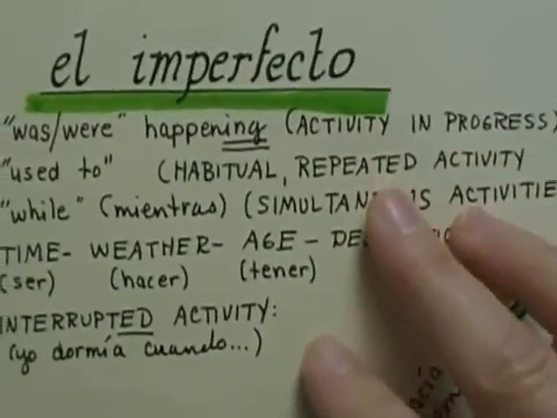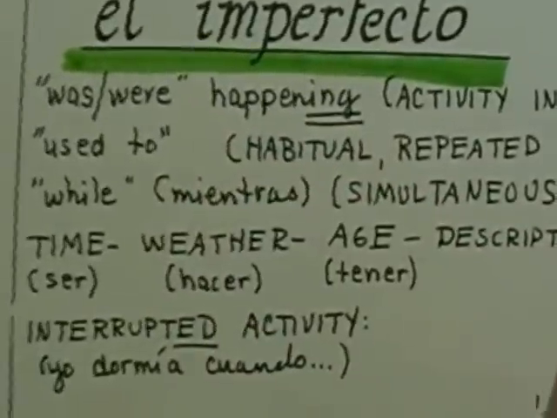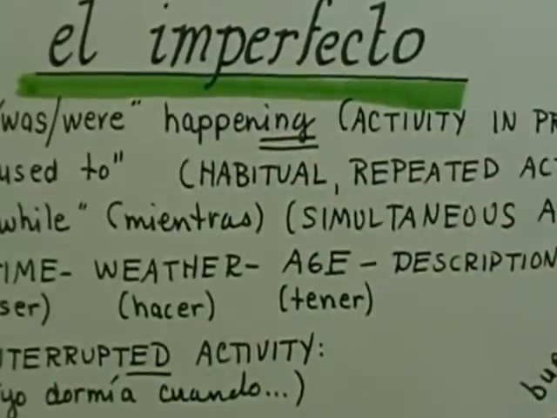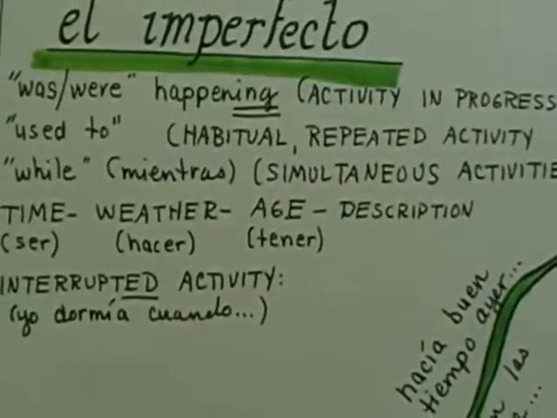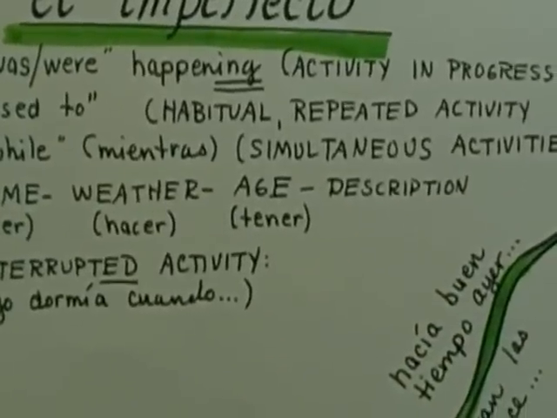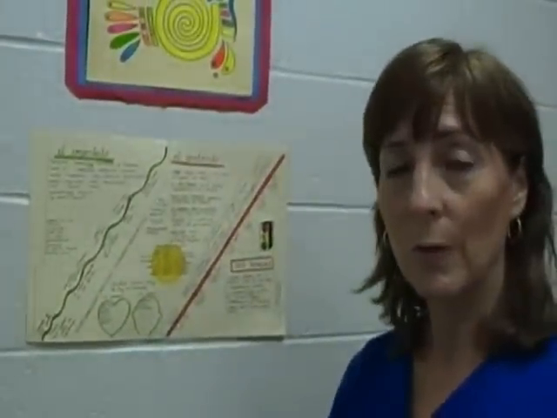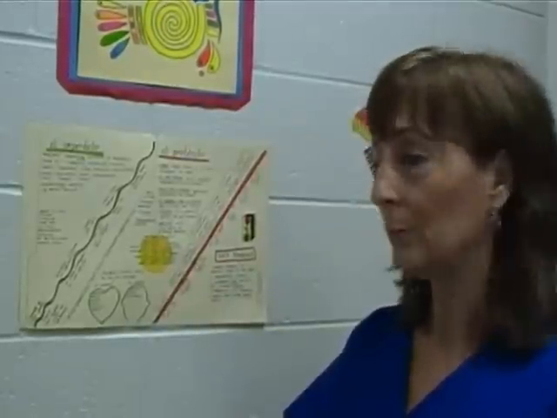The imperfecto is continuing action, repeated actions in the past. It's also things like used to do something, was or were doing or happening in the past. Anything that's simultaneous activities, like while you were doing this, other things happened. Time, weather, age, and descriptions are all imperfect tense. And the interrupted activity, the thing that was going on, like I was eating, that is also the imperfect. Remember when someone came in, that interrupted, that was the pretérito.